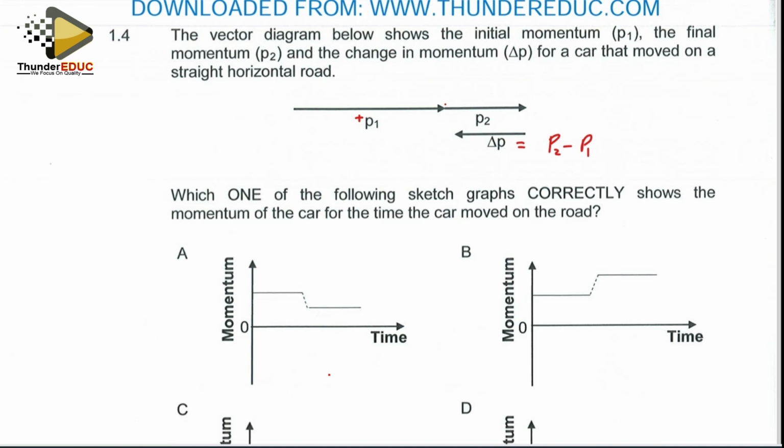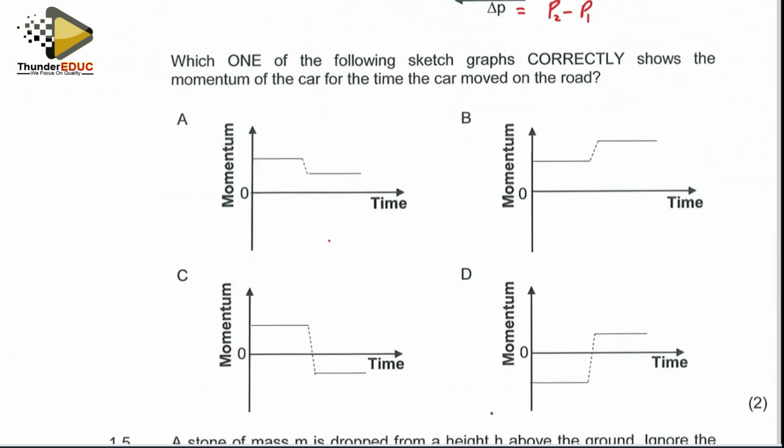So which of the following sketch graphs correctly shows the momentum of the car for the time the car moved on the road? You can see that initially the momentum was higher and then the momentum dropped. So which option is going to make sense? Option B is out because it's showing us that the momentum was lower and then increased. When we look at option C, it was higher and then dropped into the negatives.